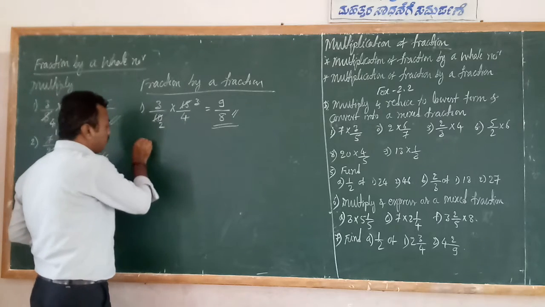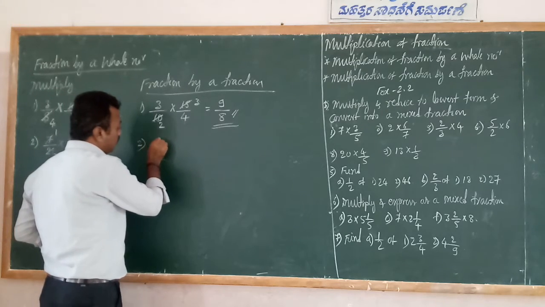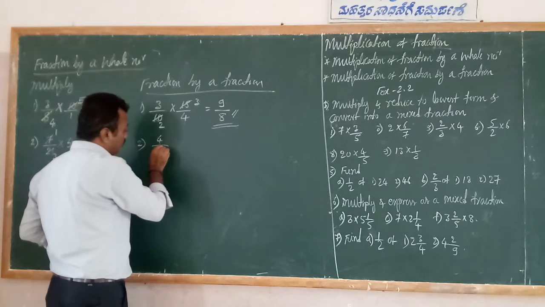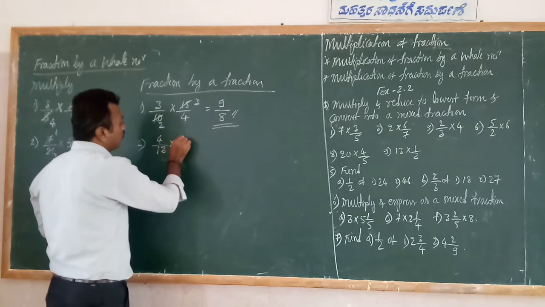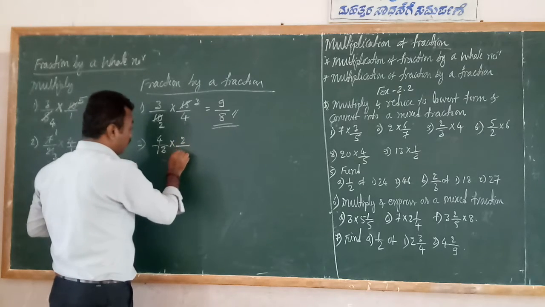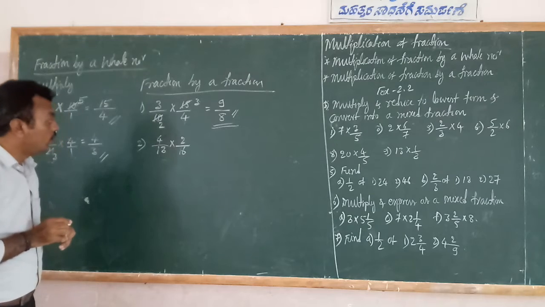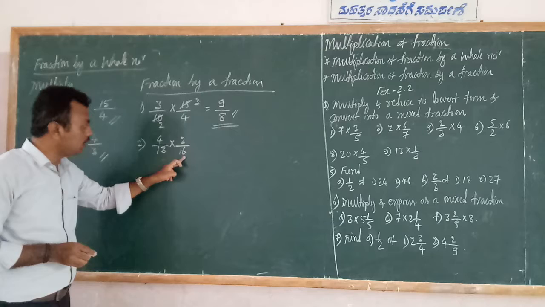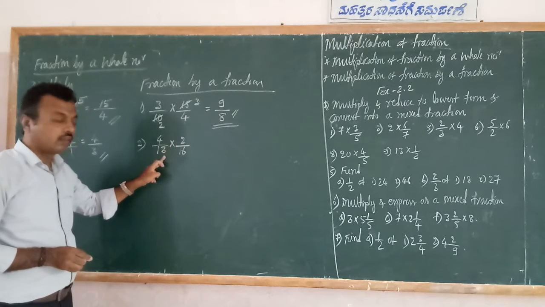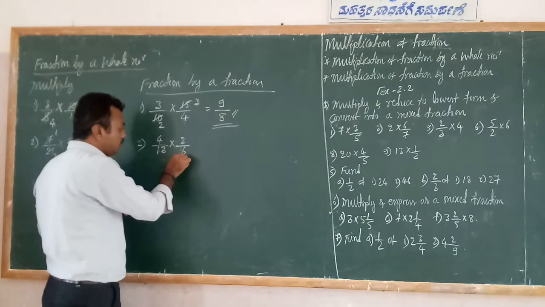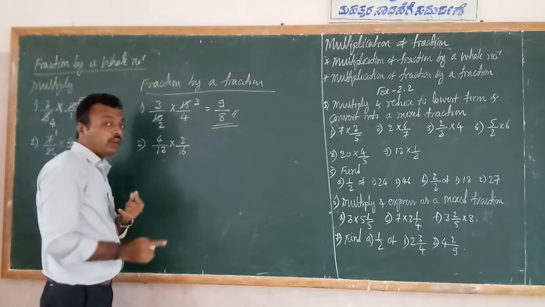I will take another example. 4 upon 13 into 2 upon 16 is there. 4 upon 13 and 2 upon 16. See, 4 and 16 is there, 2 and 16 is there, 13 and 2 is there, or 4 and 13 is there. So which number is going? 4 and 13 is not going, 2 and 16 is going, 4 and 16 is also going. Any one you have to do, any one.